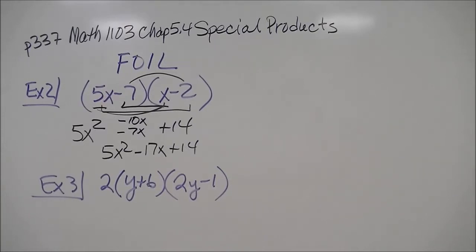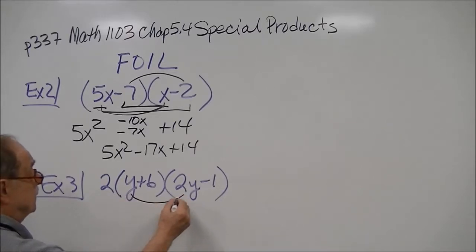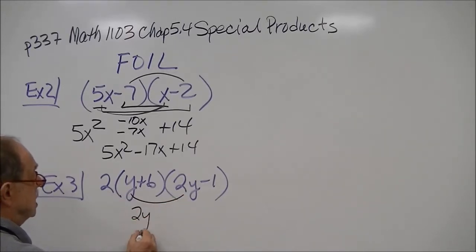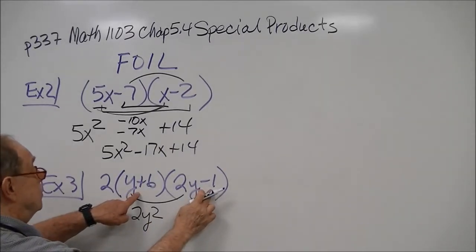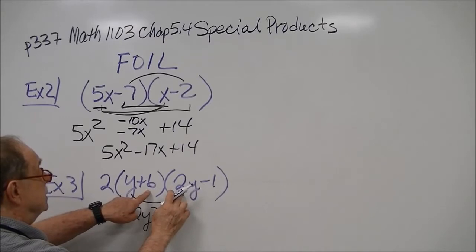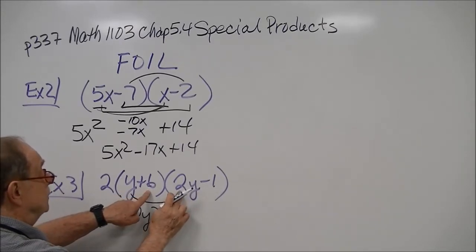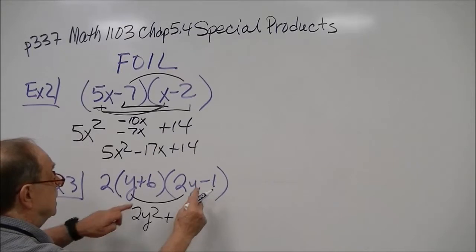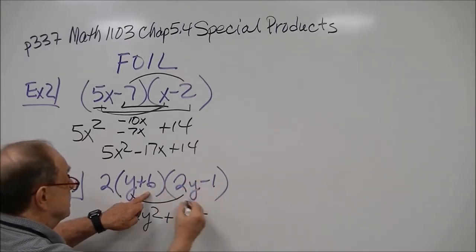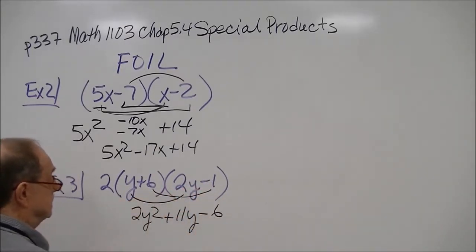In example 3, we want to do the FOIL first, and then we'll multiply everything by 2. So our first is a 2y squared. Now my outers are a negative 1y, inners a positive 12, and I can do that mentally. That leaves me with a positive 11y minus my last here, 6.